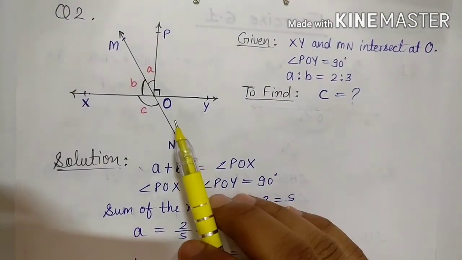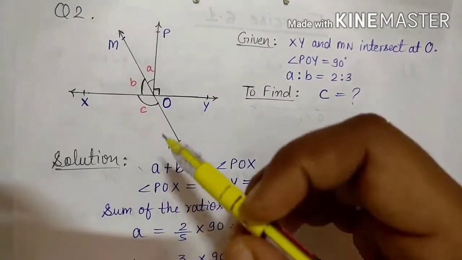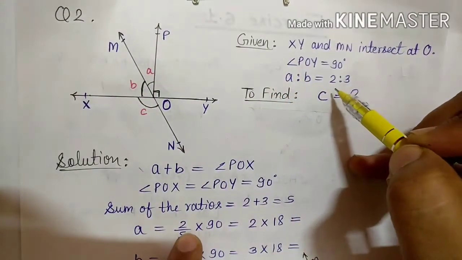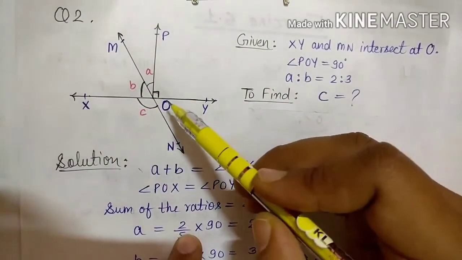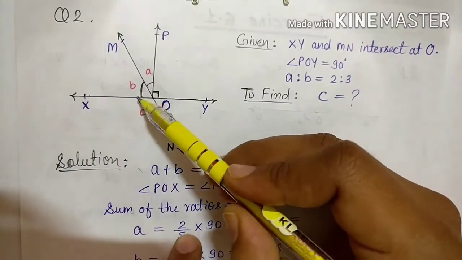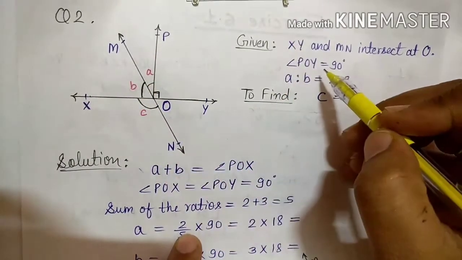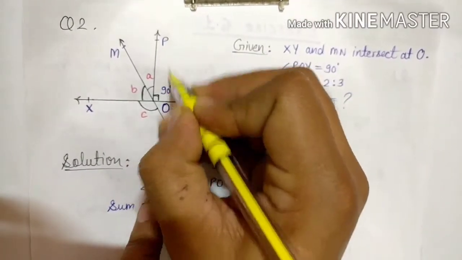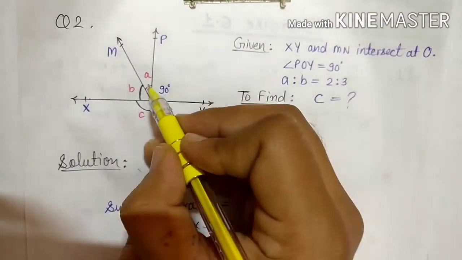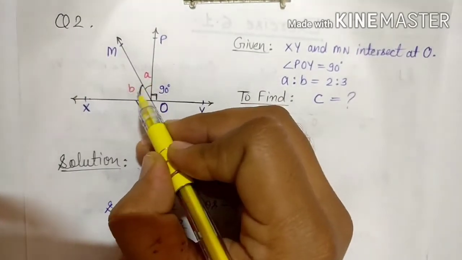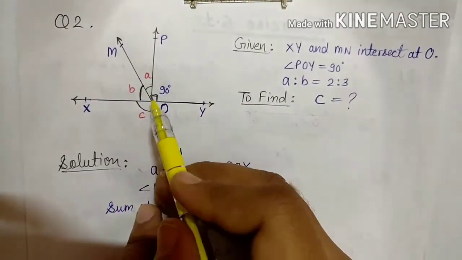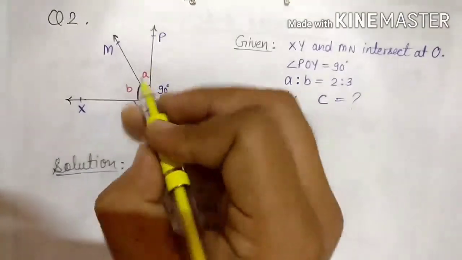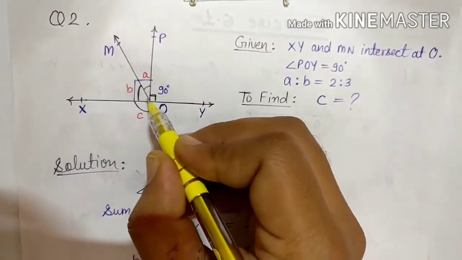As you can see, we have drawn this figure already in our copy. So a, b, c are given. We have to find a and b, and the ratio 2:3 is already given, and MN and XY are intersecting at point O. So they will make vertical opposite angles also, and angle POY is given as 90 degrees. Therefore a plus b equals 90 degrees only. Clear or not? This will also be 90 degrees, because it's a straight line, no? This plus this, 90 degrees only.